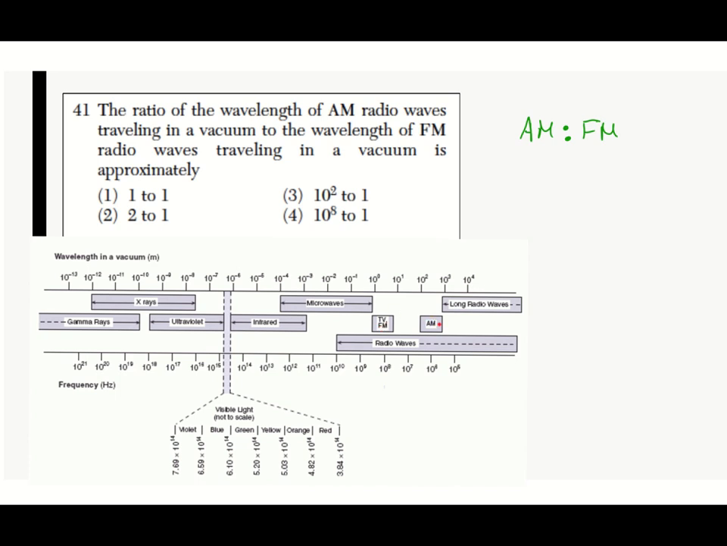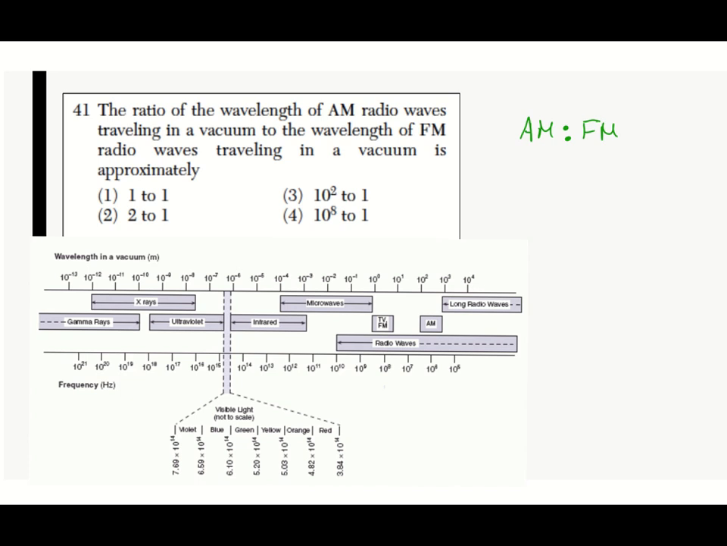So we can see that AM has the longer wavelengths towards the right side, and FM is a little bit shifted to the left where it's shorter. So we're going to expect the bigger number to be on the AM side. So AM falls somewhere between 10 to the second and 10 to the third. FM radio waves fall between 10 to 0 and 10 to the first. So let's just take the right edge of it.